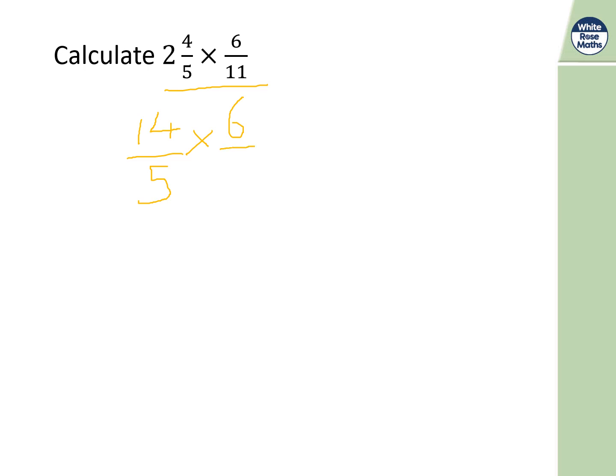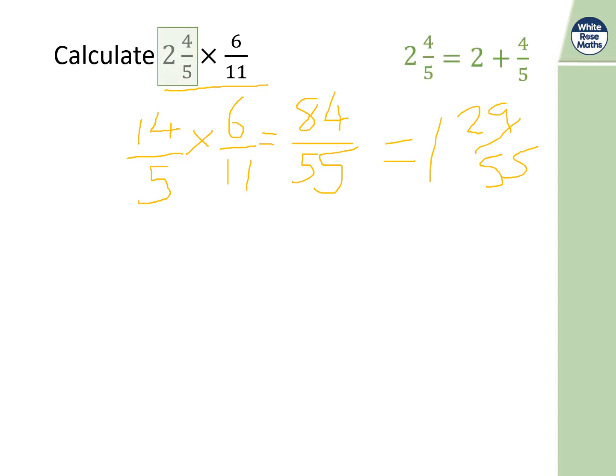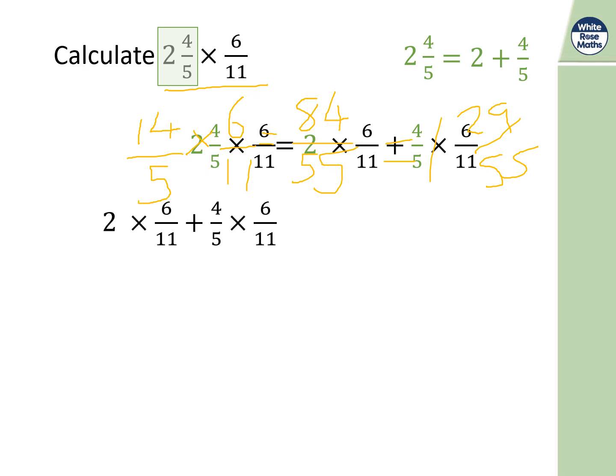Oh, it's the same answer, same one. But I think it's doing it here like a different method. It will give you the same answer, which is going to be 84 55ths, or 1 and 29 55ths for that one. So 2 plus 4/5, so this is another way. I can do 2 lots of 6/11 plus 4/5 lots of 6/11, and then add my answers together.